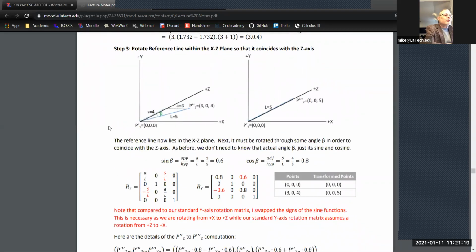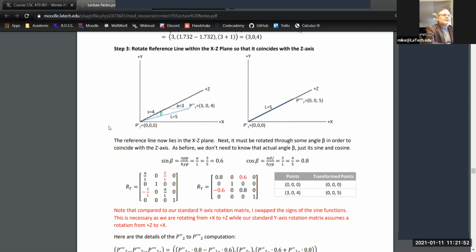Well, now we have our little 3-4-5 triangle that's in the XZ plane. We need to rotate it counterclockwise from plus X towards plus Z. So we need to rotate that through that angle beta there. And what we're going to do is line up our line segment now with the Z-axis. So you can see on the right what's going to happen there.